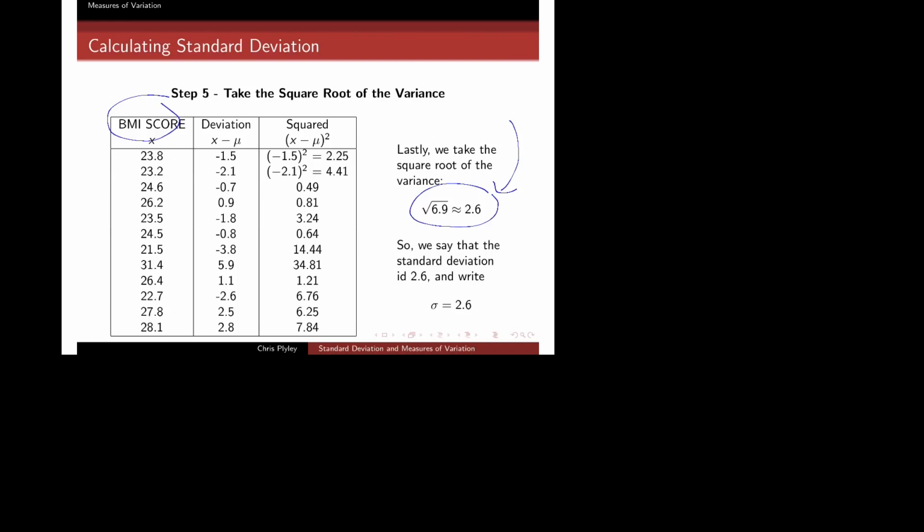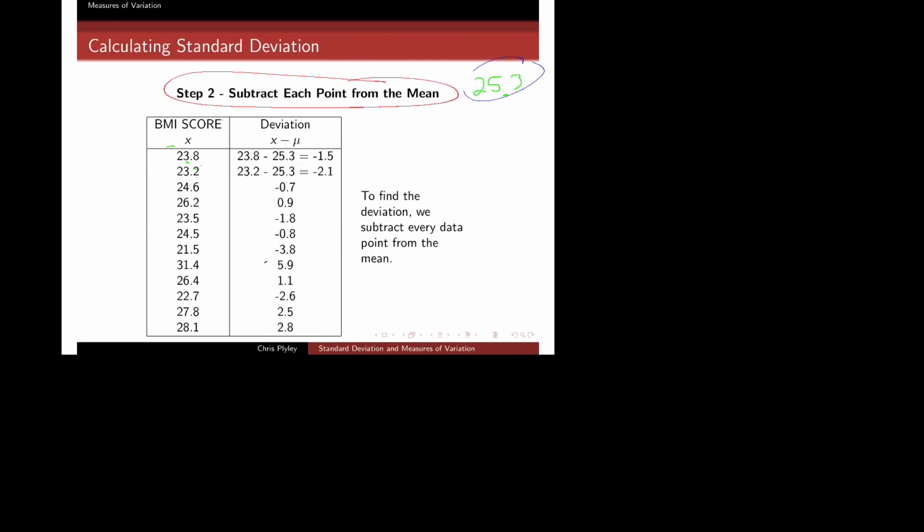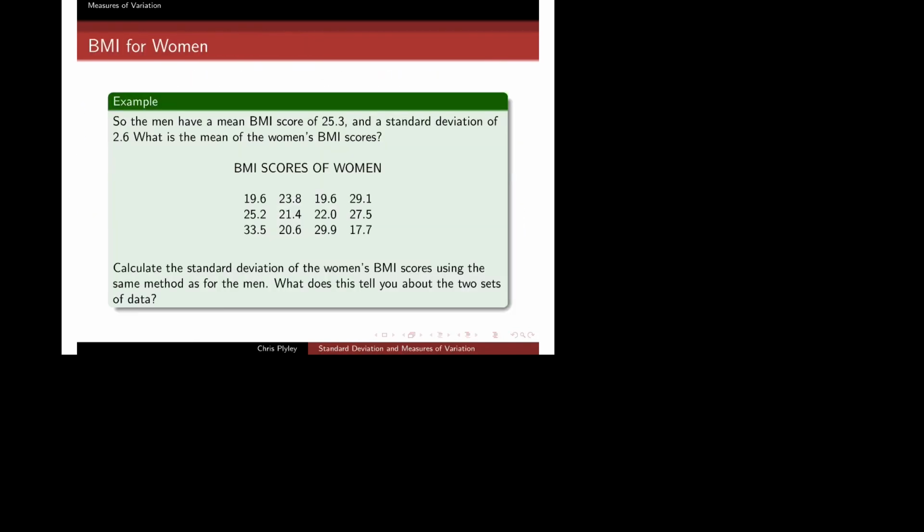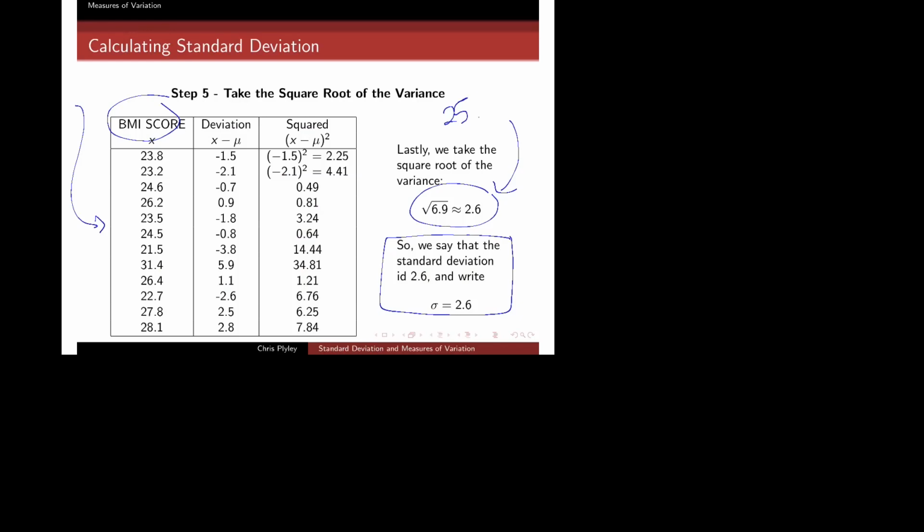So the square root of 6.9 is approximately 2.6, and so I conclude by saying the standard deviation of these BMI scores is 2.6. So my mean was 25.5, was it? I already forget the mean. 25.3. And the standard deviation of 2.6 tells me that the average BMI score is 25.3, and people tended to be about 2.6 units away from that on average. That's how I can interpret that.